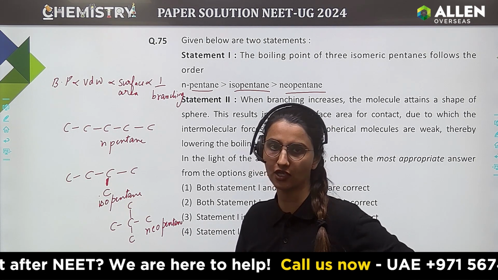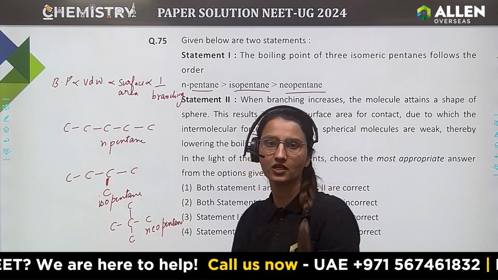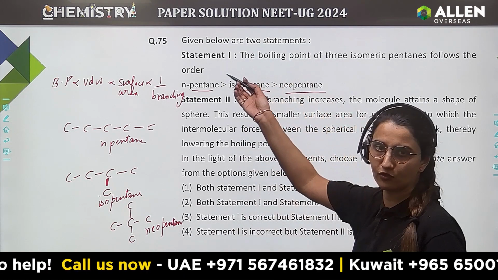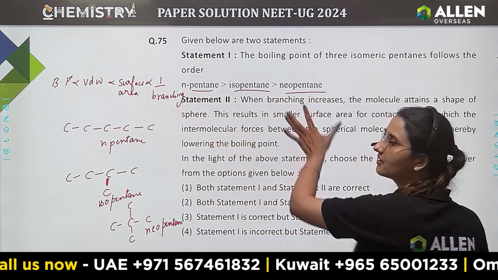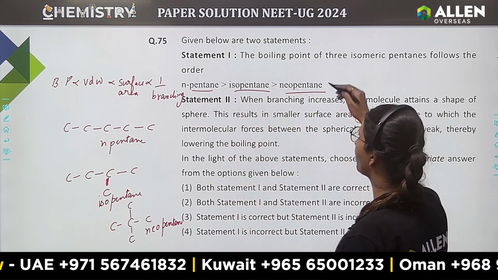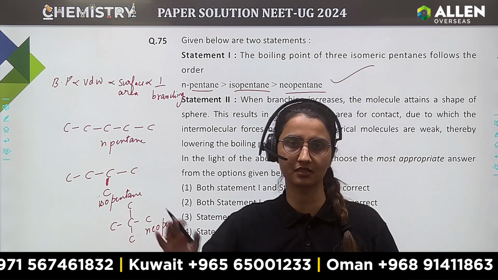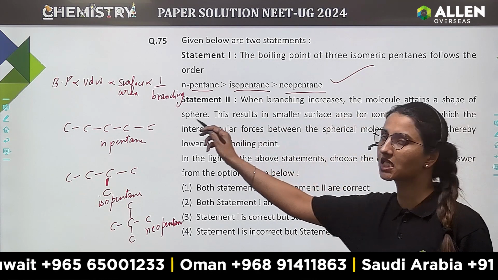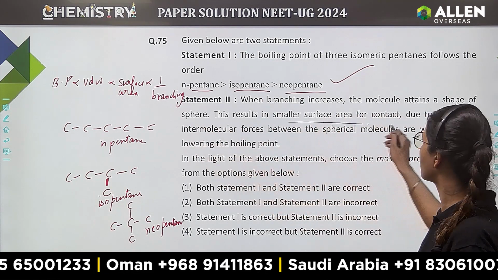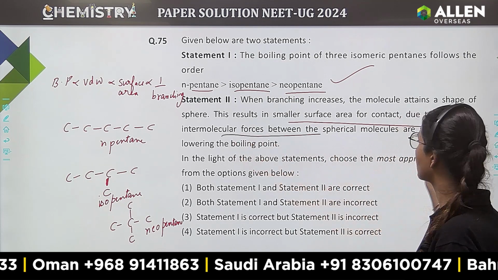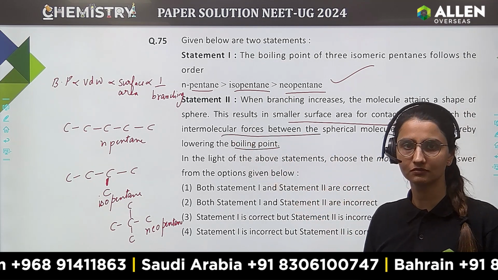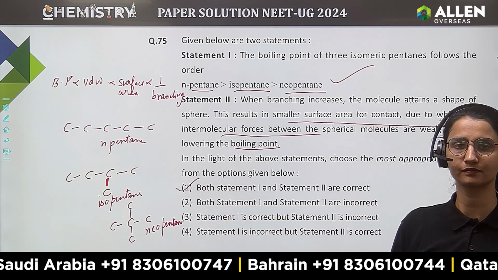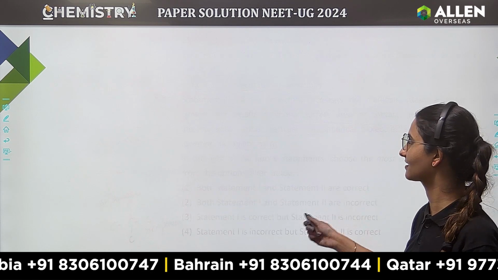You can clearly check, students. Surface area is decreasing, right? It's becoming more compact. So the order of van der Waals forces is maximum here, then here, then here. So the same is the order of boiling point. So statement 1 is apt. Check statement 2. When branching increases, the molecule attains the shape of a sphere. This results in smaller surface area due to which forces decrease and boiling point decreases. Correct, no? So both statement 1 and 2 are correct. Right? Next.